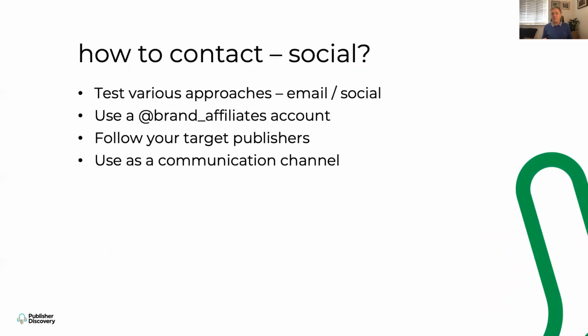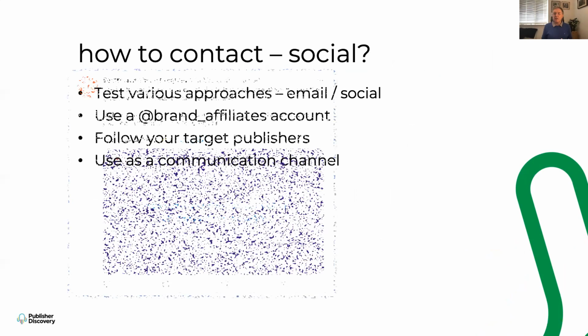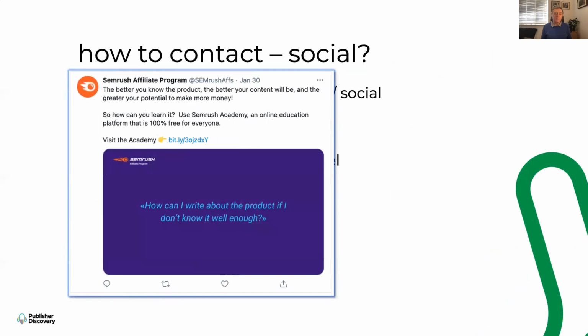Think about how you contact people. Email can still work, as you know. So you've got email, social stuff here. Test various approaches, email and social on its own. Set yourself up a brand plus affiliates email account, that Twitter account or Instagram account, whatever, and follow your target publishers. I think that can be really quite useful. An email to a solo blogger can be very different to a corporate partnership. As we looked before, you had things like Telegraph and you had a travel blogger.